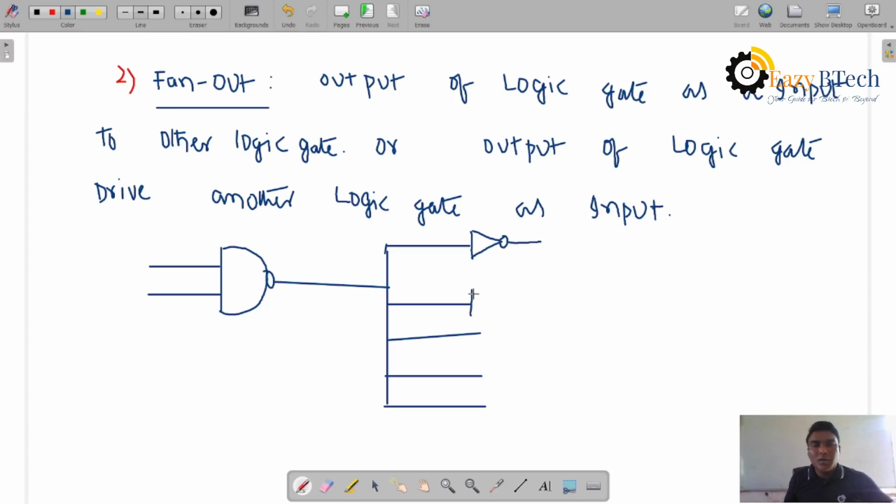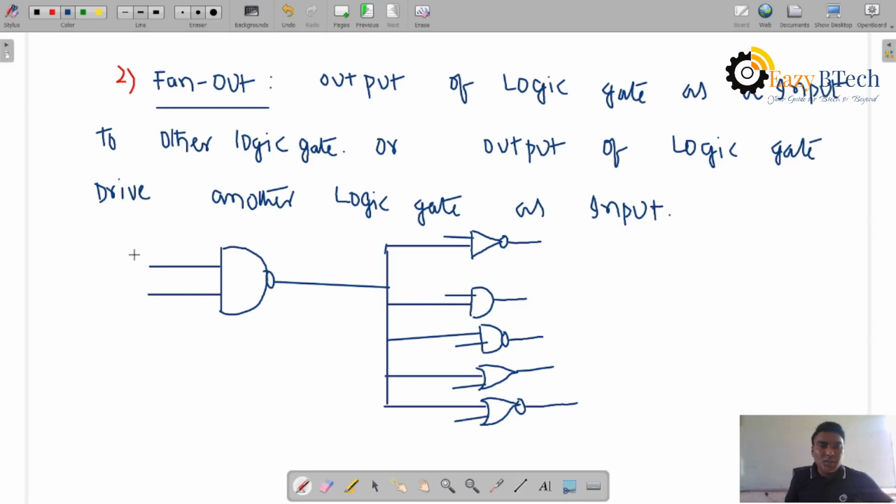And this one is an AND gate, and this one is a NAND gate, and this one is an OR gate, and this one is a NOR gate. So different logic gates are here, which you are connecting as an input from the output of this NAND gate. You see this one here.